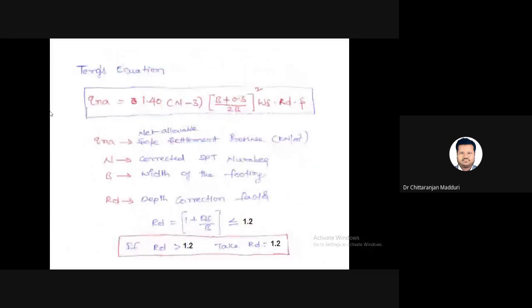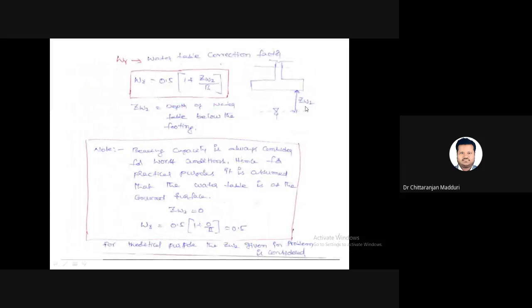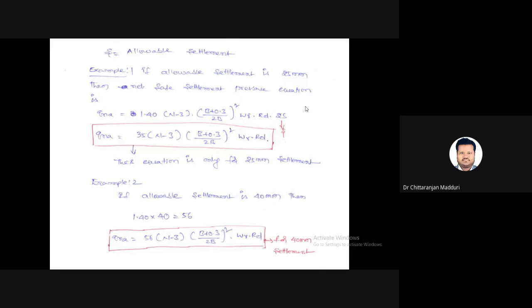In the equation, S is known as settlement. So Qna is equal to, the last term is the settlement. S is known as allowable settlement. For example, if allowable settlement is 25 mm, then the net allowable settlement pressure equation is 1.40 into (N minus 3) into ((B plus 0.3) by 2B) whole square into W gamma into Rd into 25. Here S is 25. So 25 into 1.40 equals 35. The equation may be modified as 35 into (N minus 3) into ((B plus 0.3) by 2B) whole square into W gamma into Rd. This equation is valid only for 25 mm settlement.